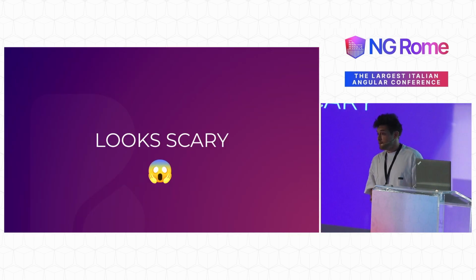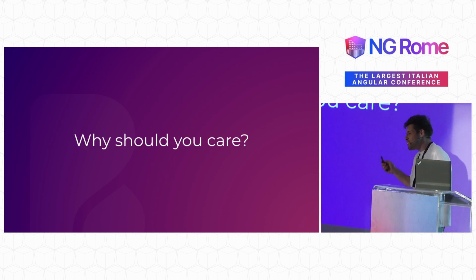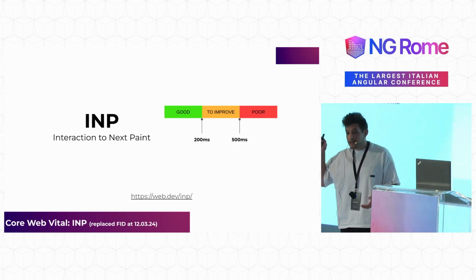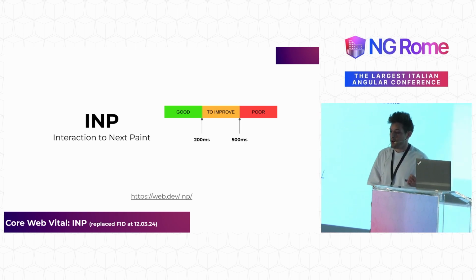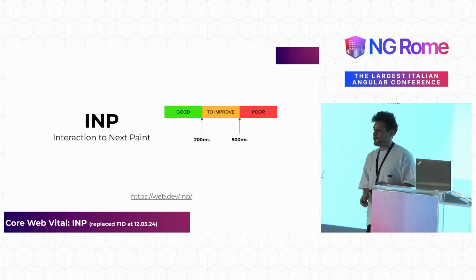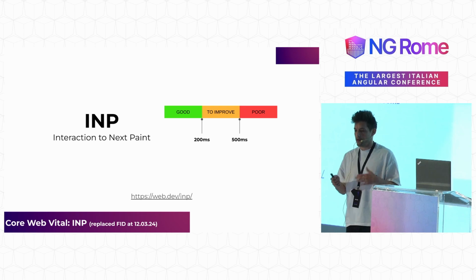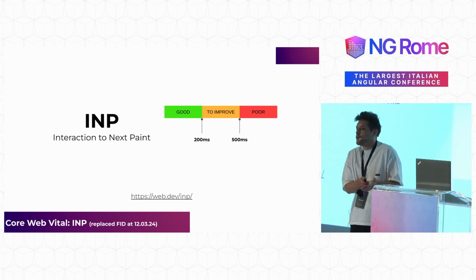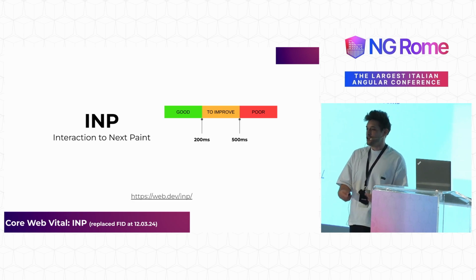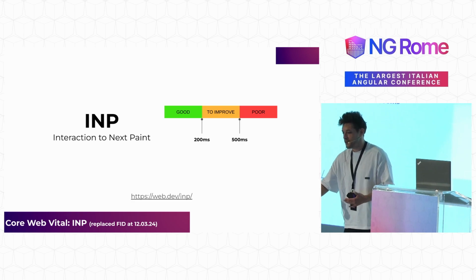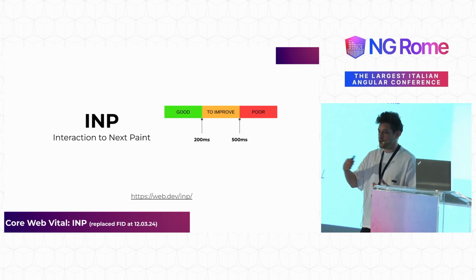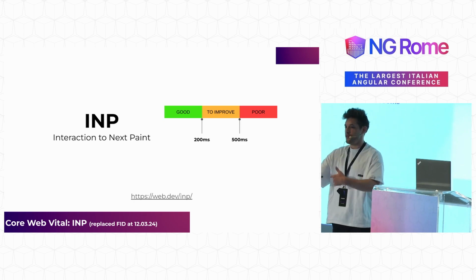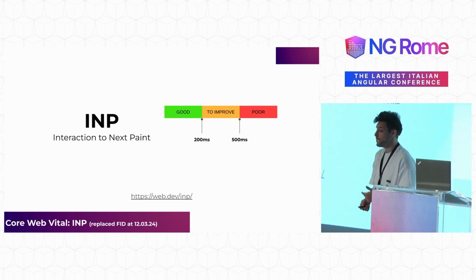It looks scary, right? Because it's red, it has a triangle, everything is scary with the red triangle. So why should you actually care about that? Well, there is this new beautiful INP metric which replaced FID in March 2024. So this is a very recent change to the new Core Web Vitals. And I think Michael already introduced you a little bit to INP. And you only have 200 milliseconds of time to actually get a good score. So any interaction a user does, you have 200 milliseconds of time to calculate it on the client's computer. So you have to take care of how performant your code actually is on the client.